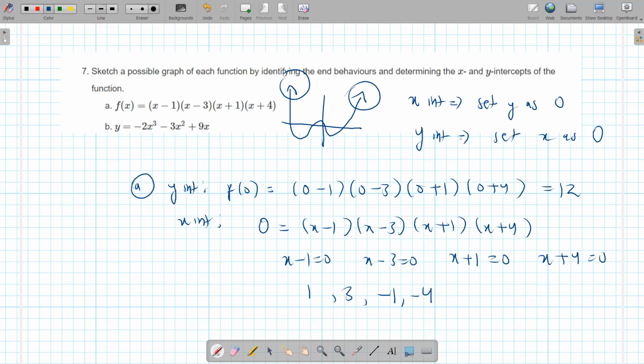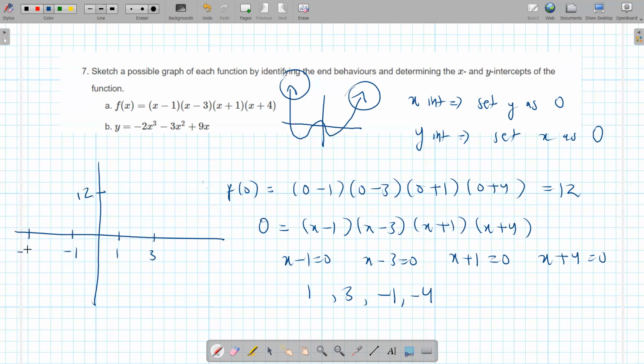So now we're just gonna make a sketch and join the dots. From here, it's very easy. So our y-intercept is 12. Again, I'm just gonna make this 12. And our x-intercepts are 1, 3, negative 1, and negative 4, right? And now it's just a matter of connecting all the dots. So we know we start here, and we know we end there because it's a positive 4 degree polynomial. And then we just connect all that. So it's gonna come through the first x-intercept, go through here, go through the y-intercept, come down here, and boom, there we go. That's the answer.